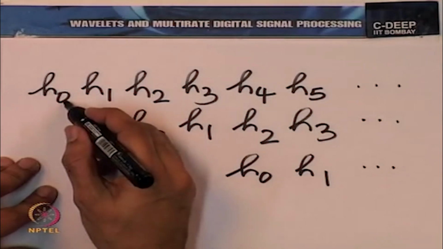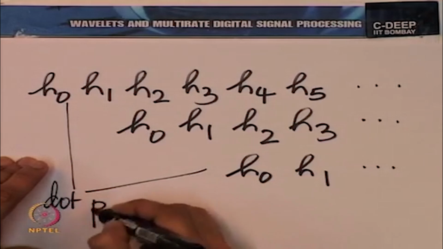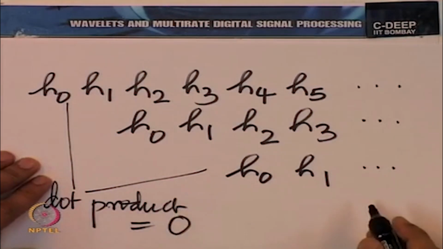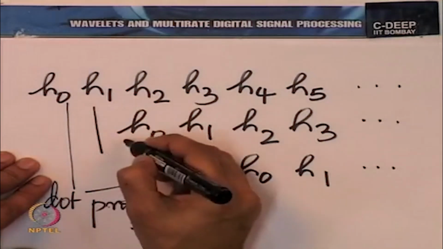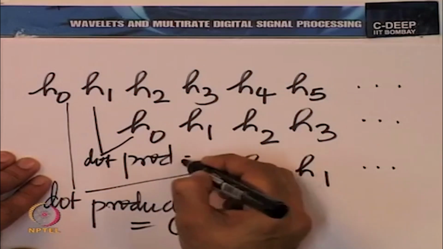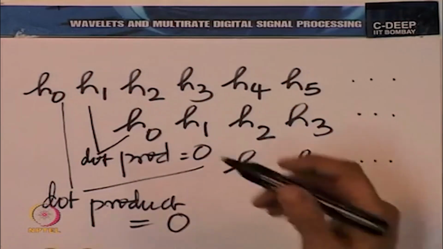So, take the dot product of these two and put it equal to 0. Take the dot product of these two and put it equal to 0. These are the two constraints. So, I will read them off.